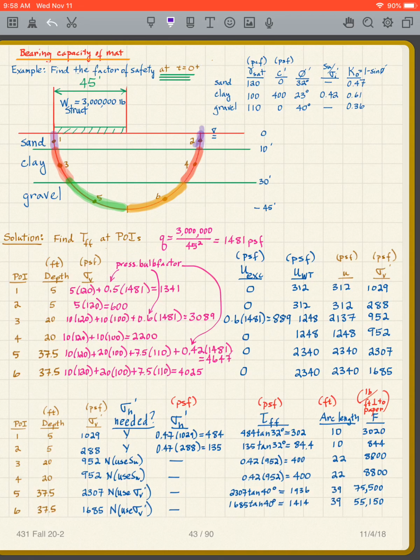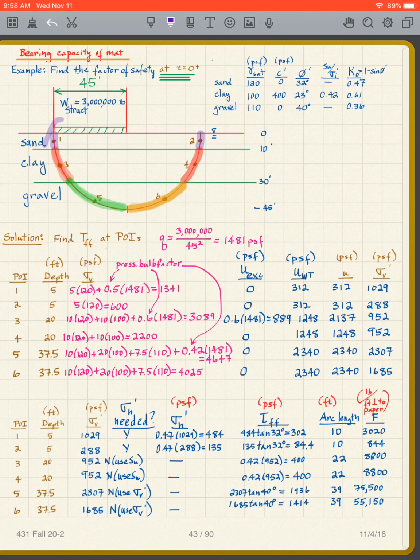So let's look at 2, 4, and 6. What do we have? For 2, the depth is 5 times 120. For 4, it is 10 times 120 plus 10 times 100. For 6, it is 10 times 120 plus 20 times 100 plus 7.5 times 110. Why? Because it's out here, our sigma V is out there.